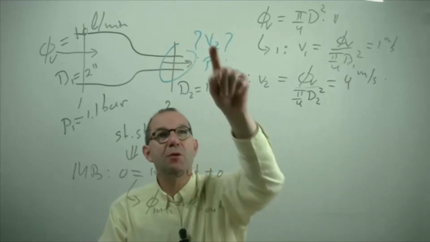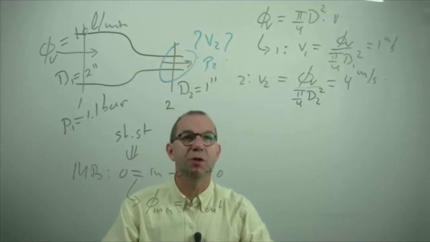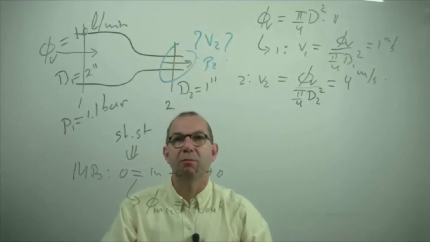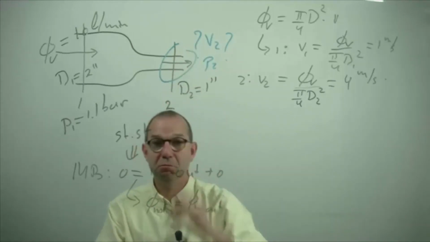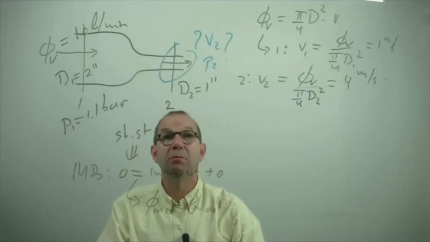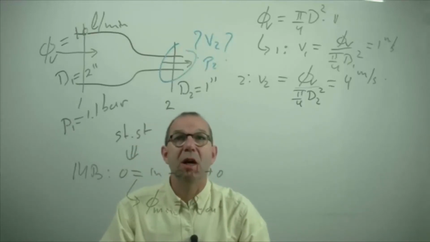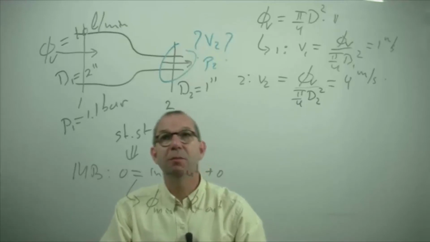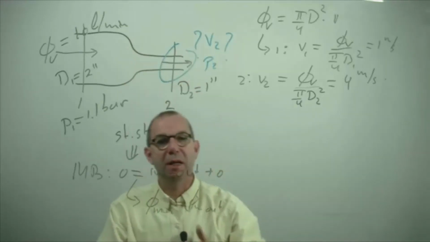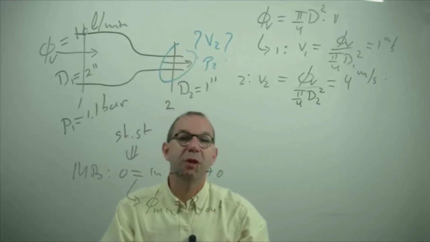Okay, I've solved the first question, what is the velocity? Now what's the pressure? Would it be higher? Or would it be lower? You could argue both ways. Let's see how we do this. In this system we assume that this narrowing is gradual, so that frictional effects are small and can be neglected.